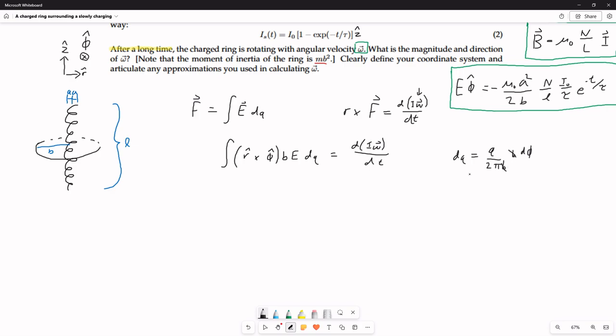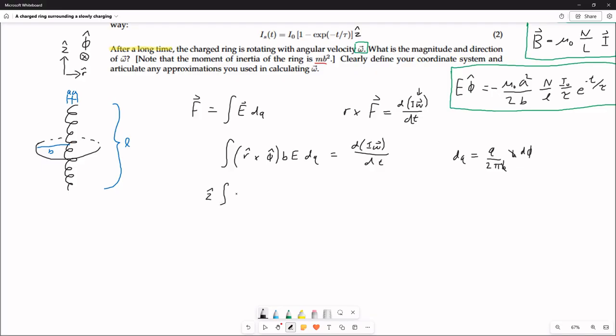And now we can use that and plug it into our equation. I'm going to do this cross product real quick. We have r hat cross phi hat. That's going to give us a z hat. We can pull that out front. And then we have the integral of b times E, q over 2 pi, d phi. Since we're just integrating over one ring, we're going to have 0 to 2 pi. And this is still equal to the same portion over here, change in I omega over dt.